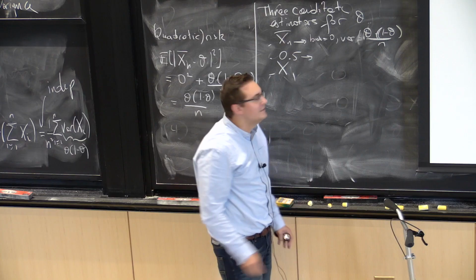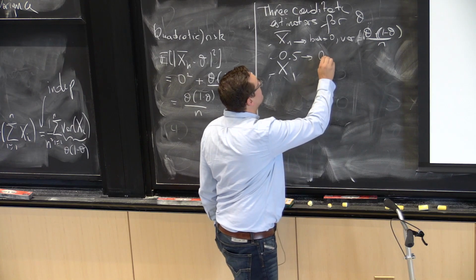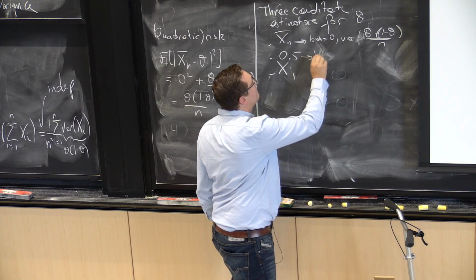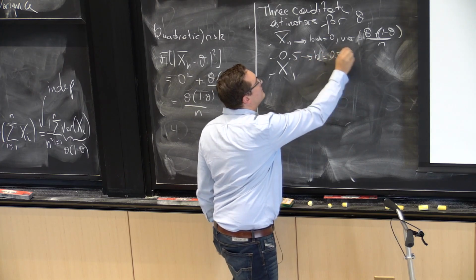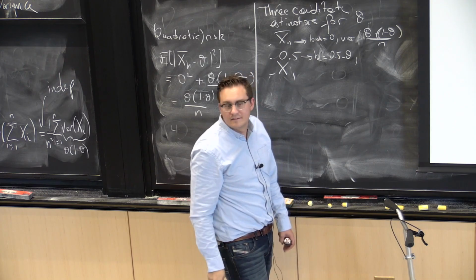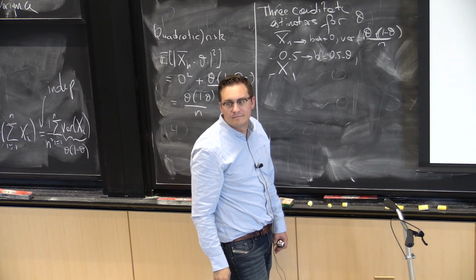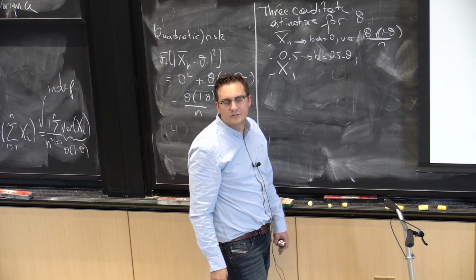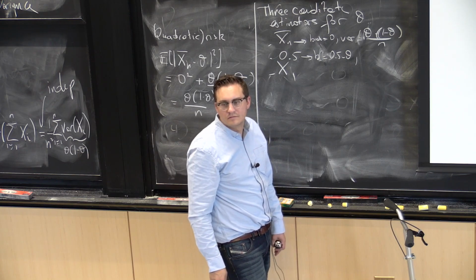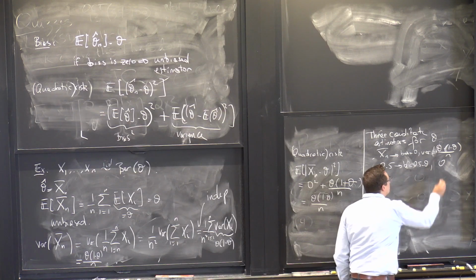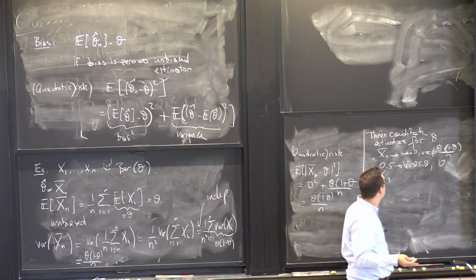0.5 minus theta, right? So the bias is 0.5 minus theta. What is the variance of this guy? What is the variance of 0.5? 0, right? It's just a deterministic number, so there's no fluctuations for this guy.